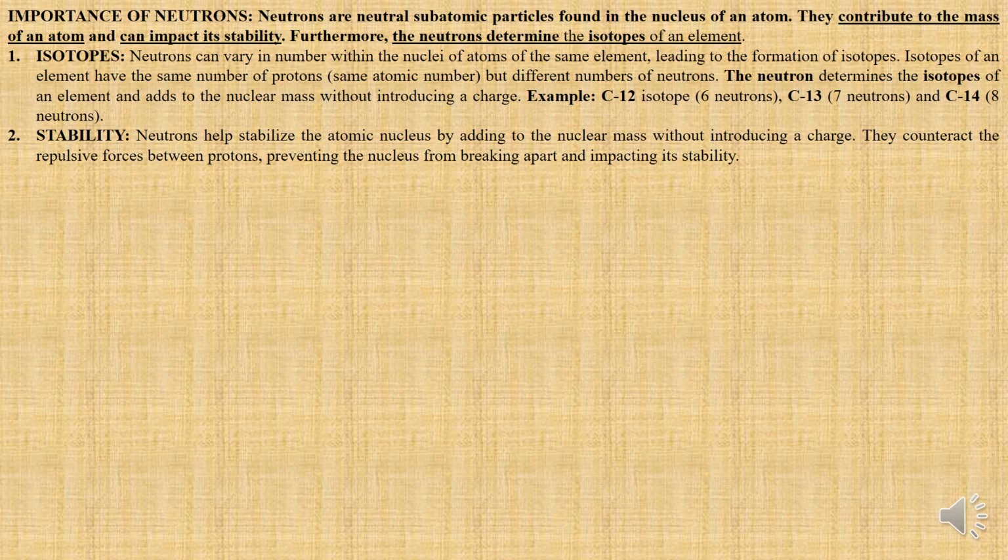Now let us try and understand how neutron determines the isotope of an element with an example. Let us consider carbon as an example. Now naturally occurring carbon contains 98.89% of carbon 12, 1.11% of carbon 13, and negligible or trace amounts of carbon 14 isotope.